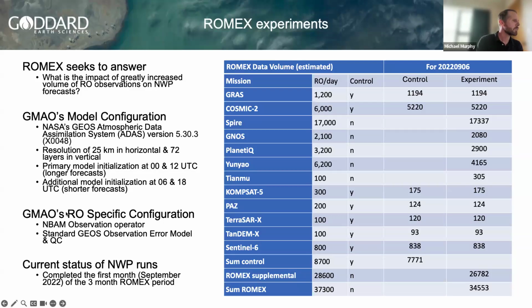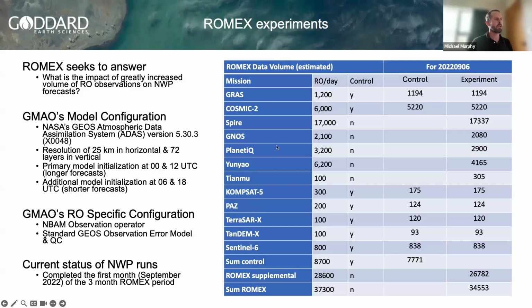described here. And we are using the standard observation error model that I was describing in the previous slides. We're not using any changes to that. We're sticking with what's used in operations. And so far we've completed 1 month of the 3-month ROMEX period. So I'm going to be showing results from just that first month.